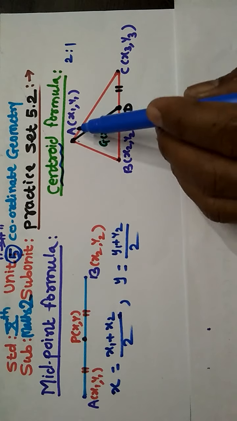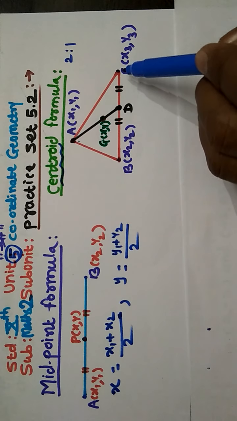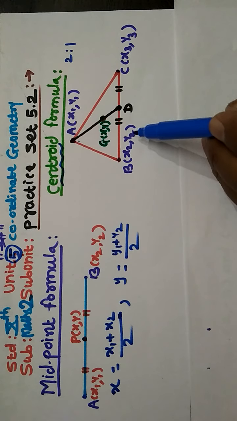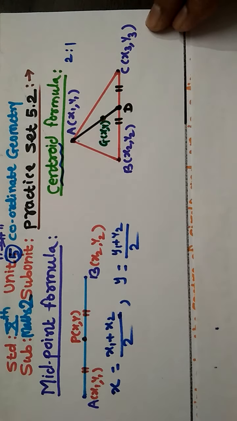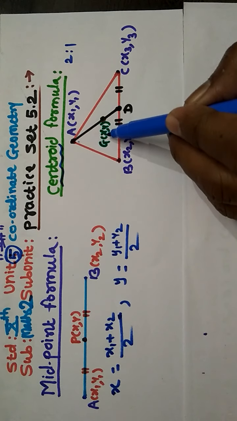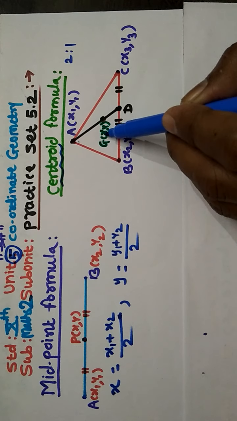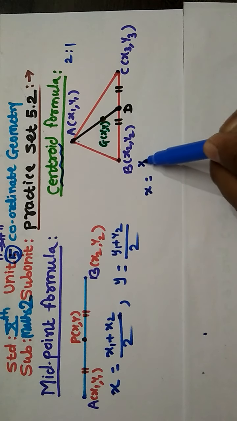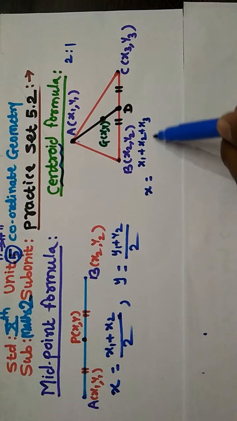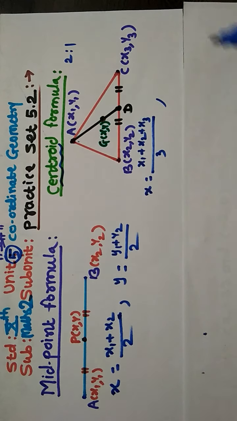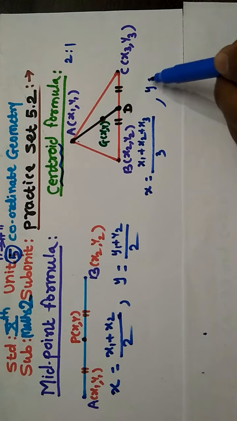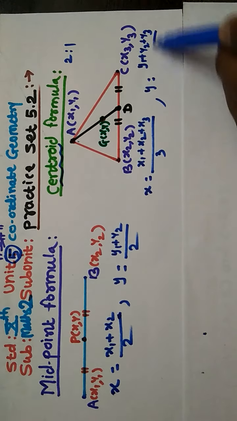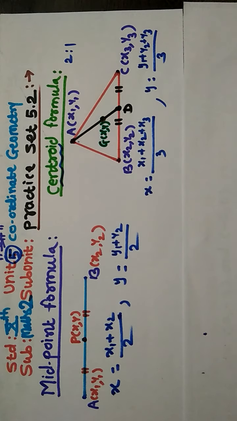Here are the 3 vertices of the triangle. What is the centroid formula? If the 3 vertices of the triangle are given, means A has coordinates x1, y1, B has coordinates x2, y2 and C has coordinates x3, y3, then the x coordinate of the centroid is found by the formula: sum of their x coordinates, means x1 plus x2 plus x3 divided by 3. This is the x coordinate of G, means the centroid. And the y coordinate, how can we find? y1 plus y2 plus y3 divided by 3. This is called the centroid formula.